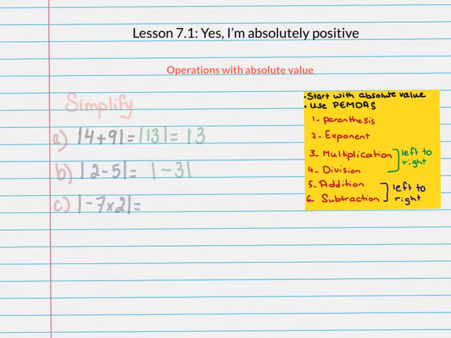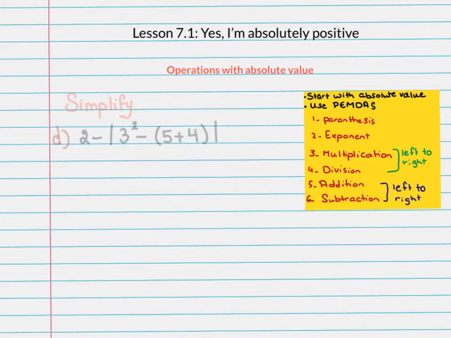Another example, the absolute value of minus 7 times 2. We have to start with the absolute value. We have here multiplication. Minus 7 times 2 is negative 14. Then the absolute value is 14 because we have a negative sign. To remove the absolute values, a positive number must come out.